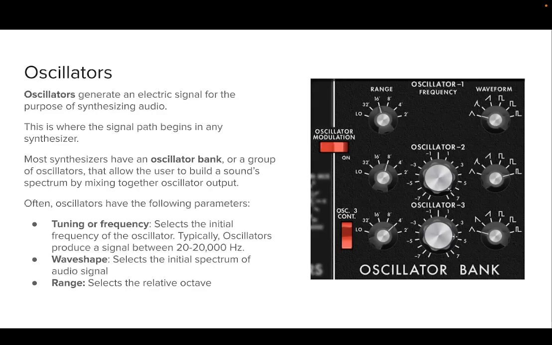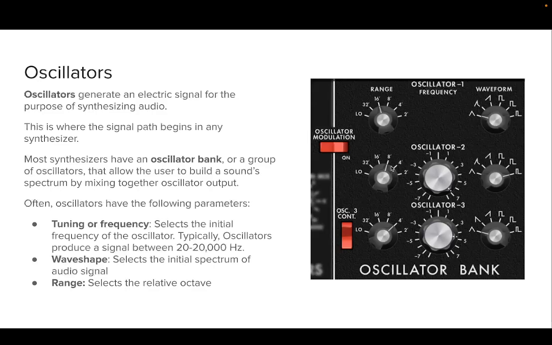Oscillators often have the following parameters. Tuning or frequency selects the initial frequency of the oscillator. Typically, oscillators produce a signal between 20 and 20,000 hertz because that is the human hearing range. However, we can tune an oscillator to theoretically any frequency, and you'll notice that in this oscillator bank from our Mini Moog, this center dial allows us to change the tuning of this oscillator either upwards or downwards. Often this is helpful for creating an array of intervals or something other than octaves.